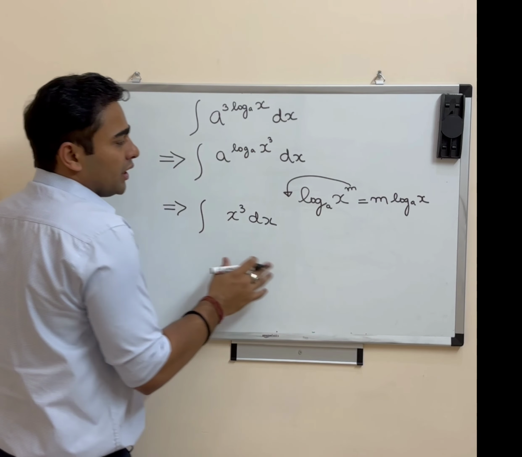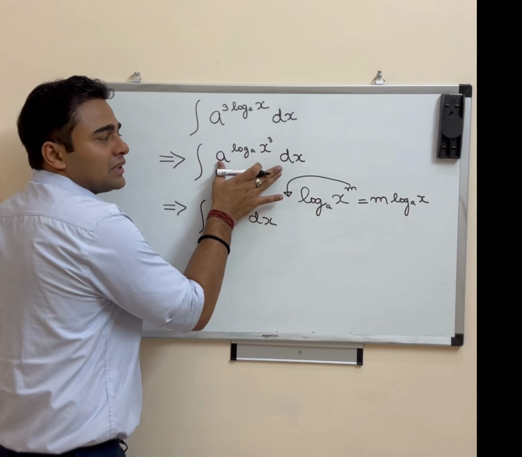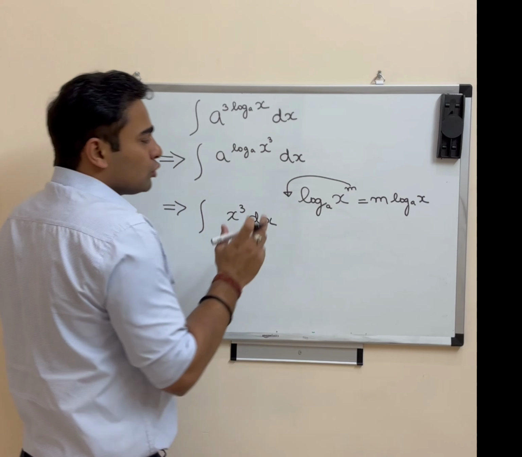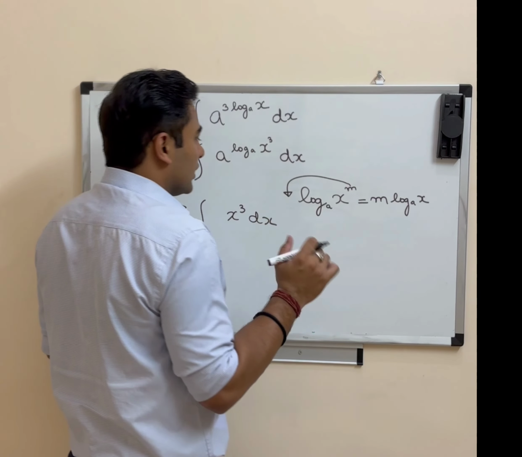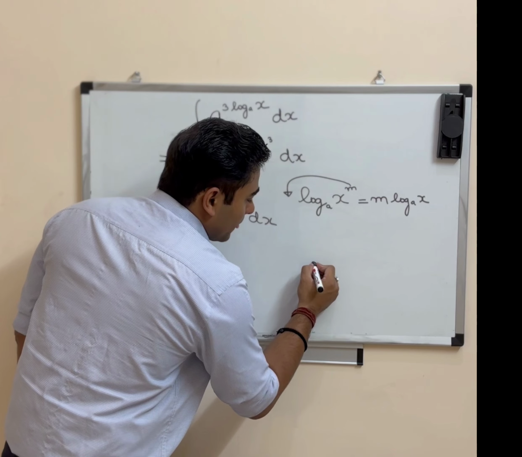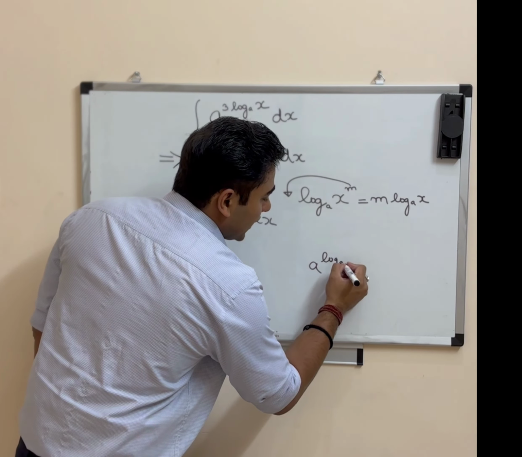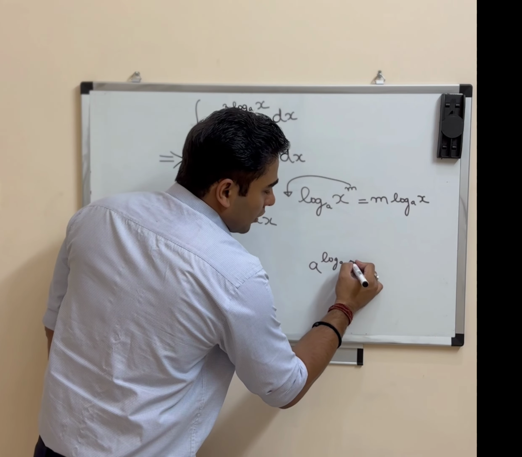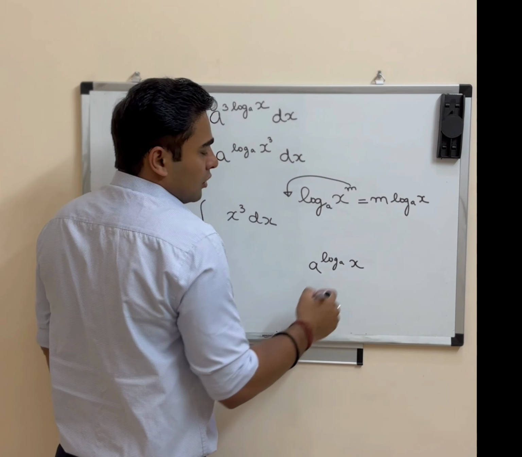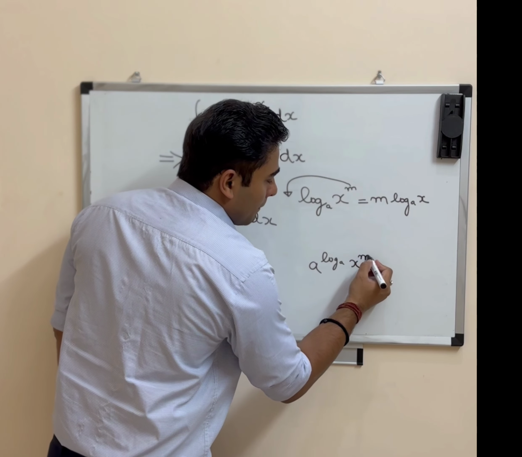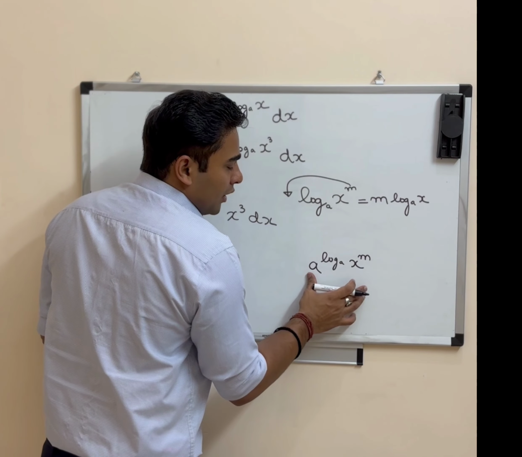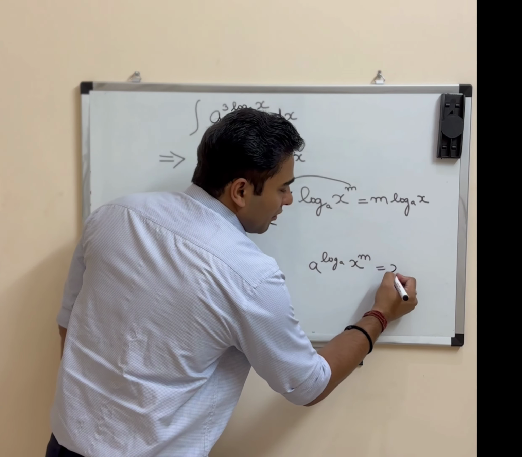Now you will be imagining what suddenly happened, how come this much has been reduced to this. There is another property that we will have to understand, which is that a raised to the power log base a x, or let's say a raised to the power log base a x raised to the power m, would turn out to be nothing but x raised to the power m.